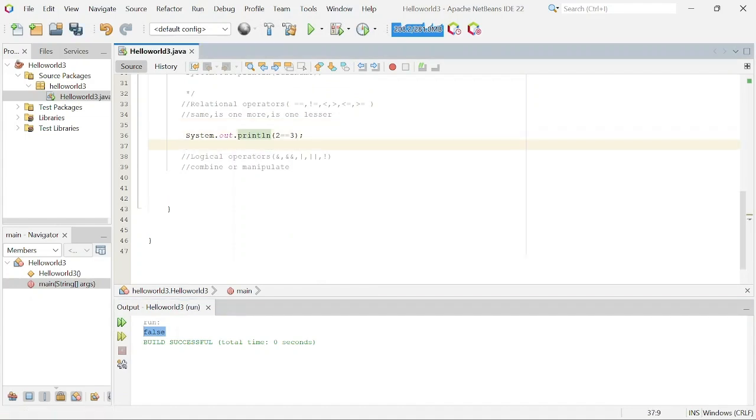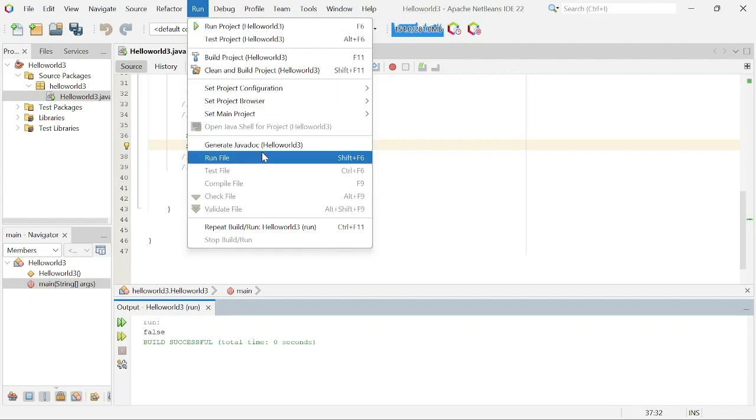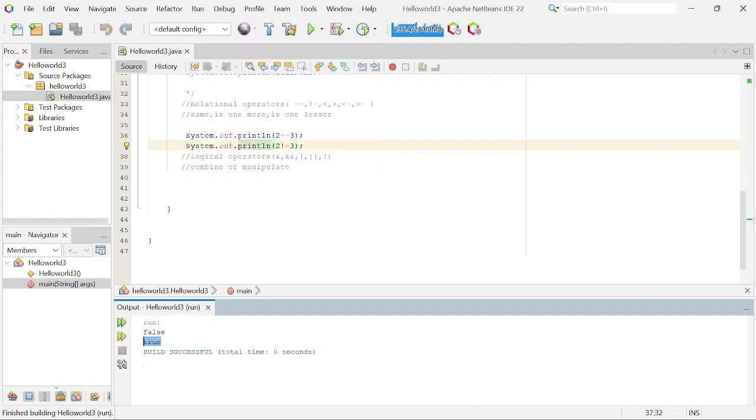So if I try to run it, I'll get false. Let's look at the second one. The second one, I'm telling 2 is not equals to 3. Is that statement true? 2 is not equals to 3. Well, it is true, so you will get true. But if I tell 3 is not equals to 3, then that is false because 3 is equals to 3. So you can see here it is false.